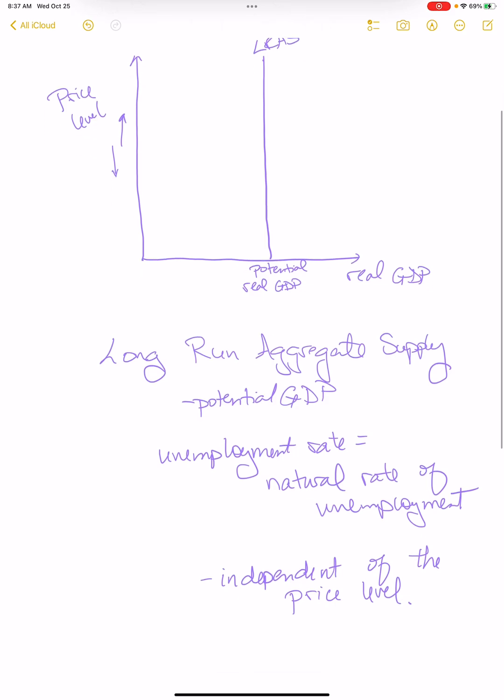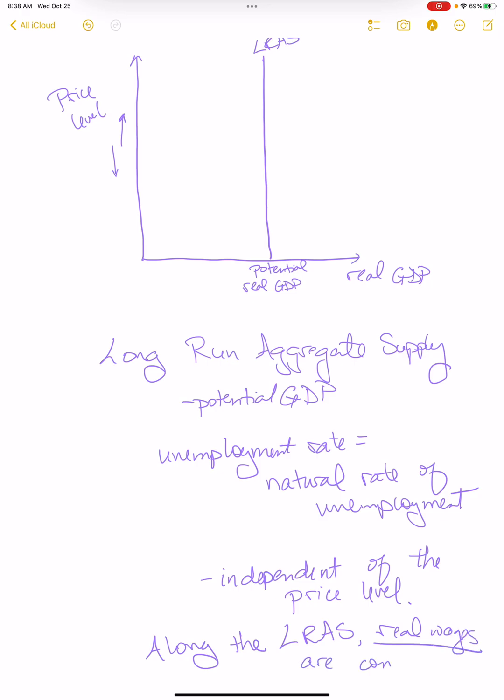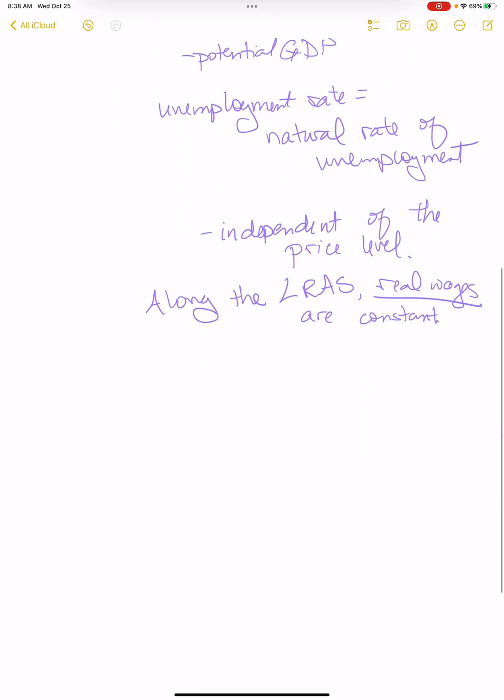The fact that the long run aggregate supply is vertical and independent of the price level is also going to lead to another statement, and that is that along the long run aggregate supply curve, real wages are constant. Let's talk about this for a minute and what that means. I'm going to scroll down, get the graph off so I can focus on this.